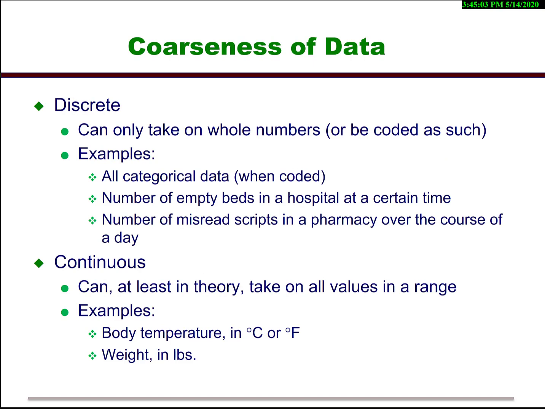The other way to identify data is by its coarseness. The two types of coarseness for data are discrete and continuous. A discrete variable is one that can only take on whole numbers or at least can be coded to. This includes all categorical variables.